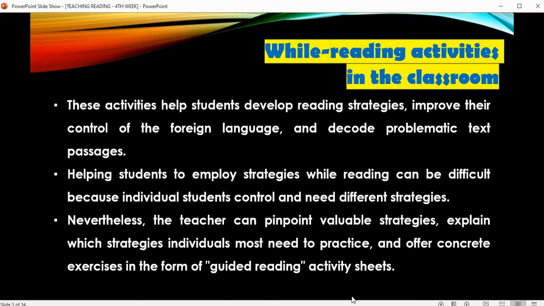Here we're going to make our students develop some exercises like a guided reading, and you can hand this in as activity sheets or worksheets, as we know.